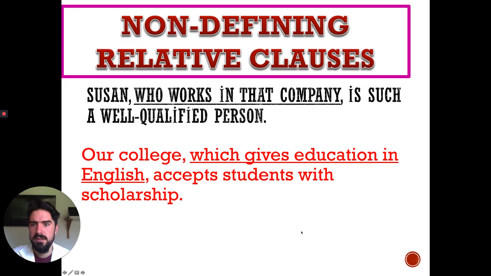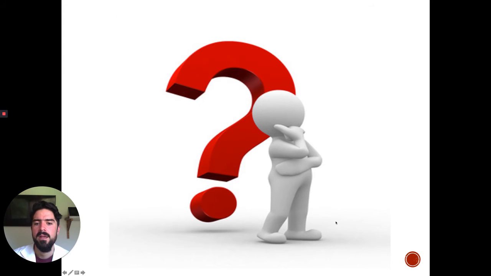And look at these examples of non-defining relative clauses. Susan, comma, who works in that company, that is my extra information, comma, is such a well-qualified person. Another example, our college, comma, which gives education in English, comma, accepts students with scholarship. Okay? Now you are going to say, okay, I'm not pretty sure about it.